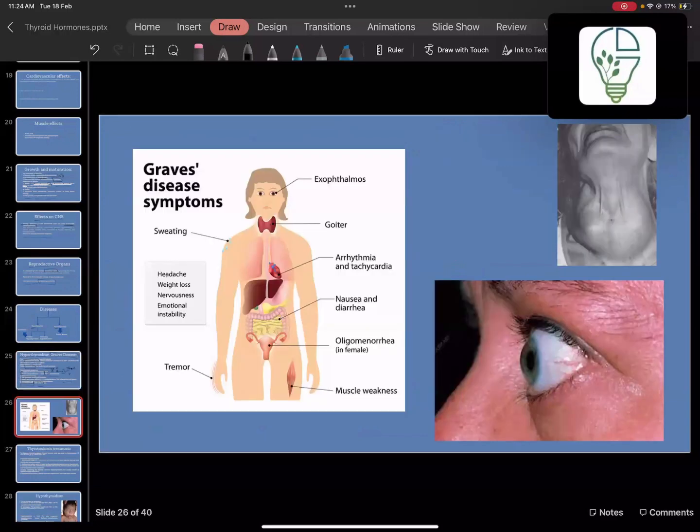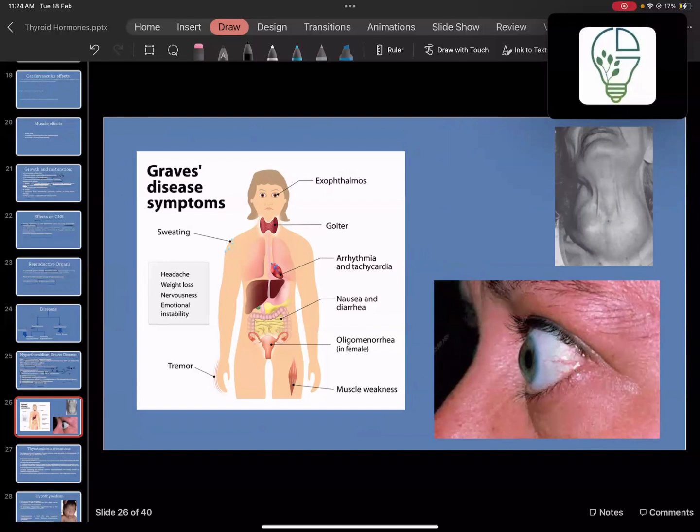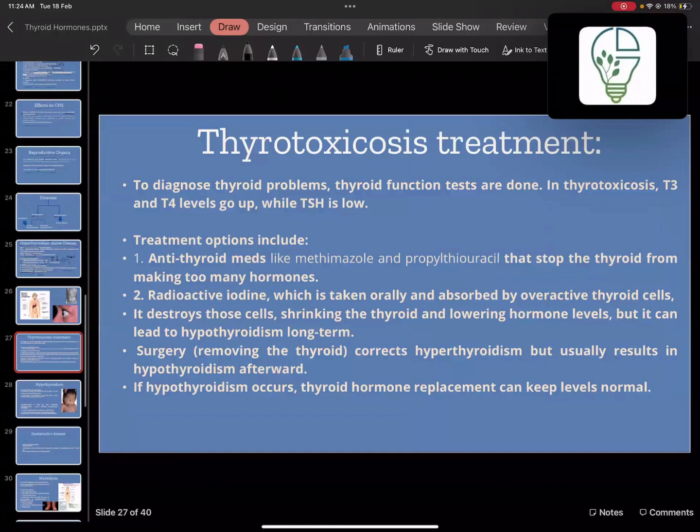Okay, so here we're just going to go over them again. Exophthalmos, which is the bulging of the eyes. Look at it here. Goiter, like here. Arrhythmia and tachycardia, we said increased heart rate. Nausea and diarrhea, just the body's working overtime, okay? Oligomenorrhea, muscle weakness, tremor, and sweat.